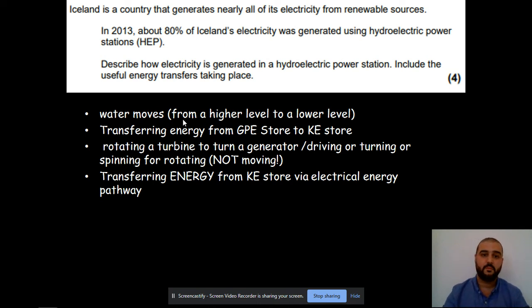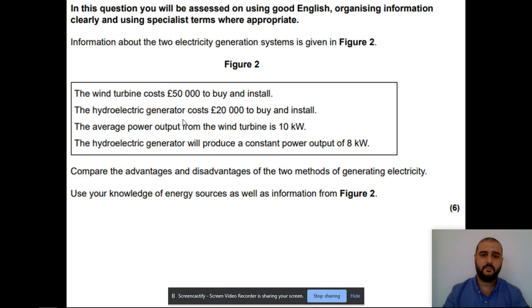Okay. Next question. This is a very typical question, another 6-mark question. You are given lots of information. Now, this question, you should really be focusing on payback. It's asking you to compare the advantages and disadvantages of the two methods. If you're given initial costs, then expect to be talking about the economic viability of each of the different options.